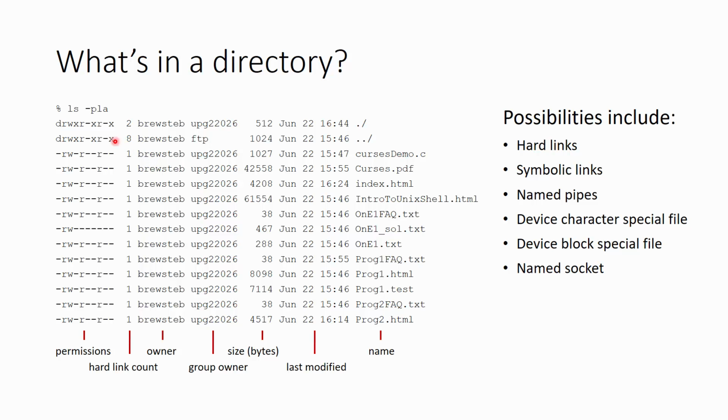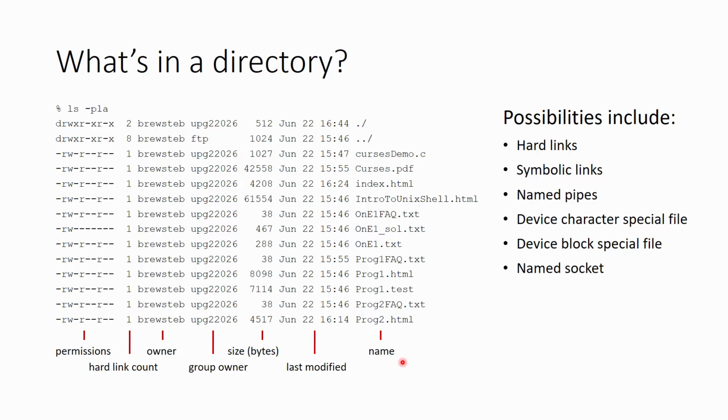I suppose now that I think about it, some of those could be the current directory. Whatever else is pointing at it is going to increment that number. The owner of the file is the next one. The group owner of the file or directory is the next column. Then we have size in bytes, the last modified timestamp, and then the name of the file.